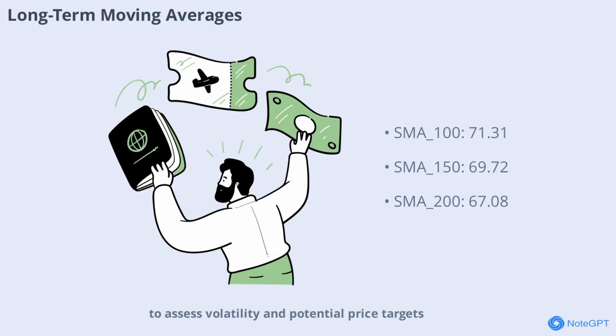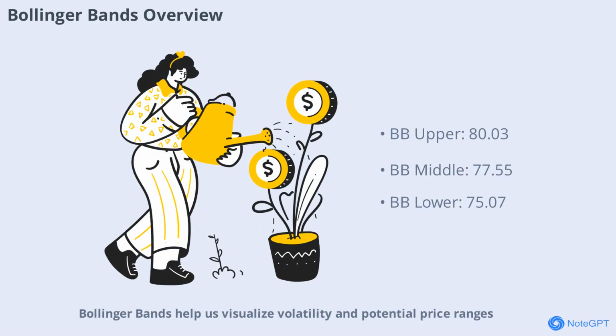Next, let's look at the Bollinger Bands to assess volatility and potential price targets. Bollinger Bands help us visualize volatility and potential price ranges. For CSCO, the upper band is at 80.03, the middle at 77.55, and the lower at 75.07. The current price is close to the upper band, indicating that the stock is trading near the higher end of its recent range. The band width is 0.064, suggesting moderate volatility. This setup can sometimes precede a breakout or a short-term pullback, depending on market sentiment.